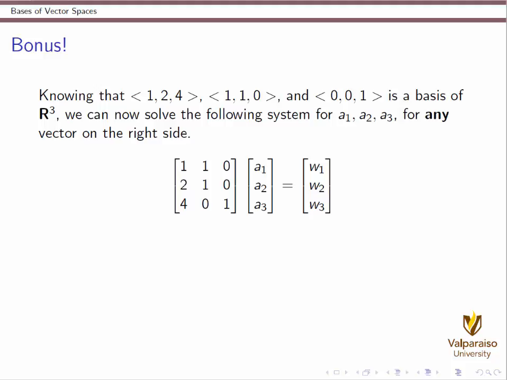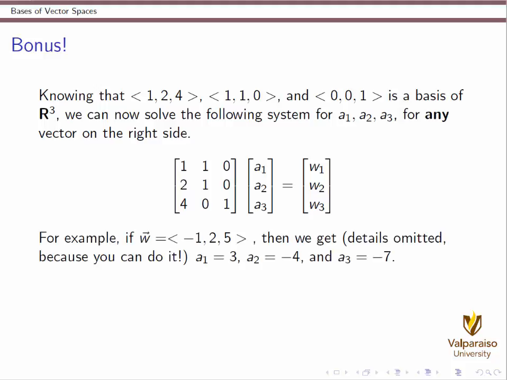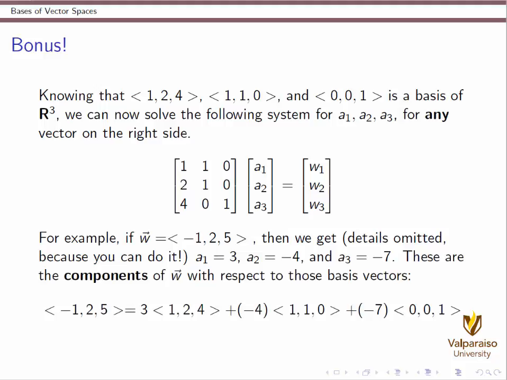And here's a bonus. Knowing that these 3 vectors are a basis for R3, we can go back and, for any vector that we've happened to grab, find the magic numbers that will make a linear combination of the 3 basis vectors turn into the vector we want. So let's just pick the vector (-1, 2, 5). If we plug those in for the w's, we can then solve the system and get that the coefficients of the basis vectors that will build the vector (-1, 2, 5) are 3, -4, and -7. And that means that we have identified the components of w with respect to those basis vectors.